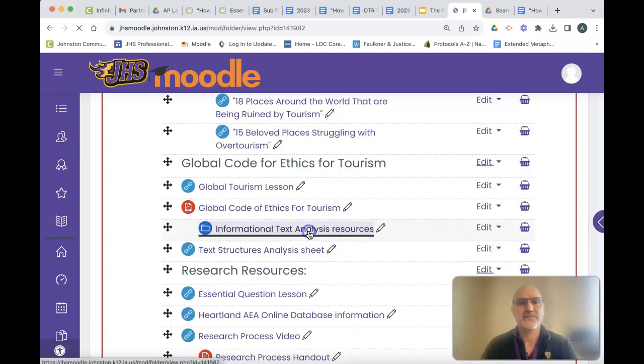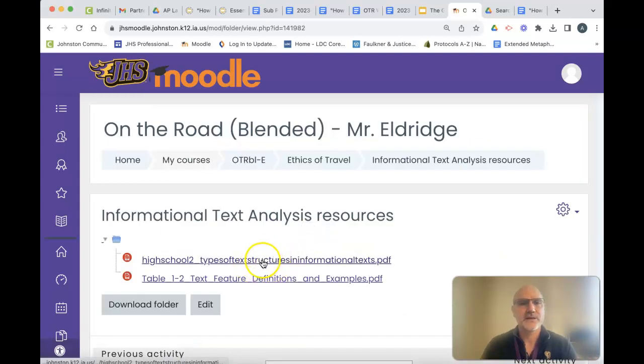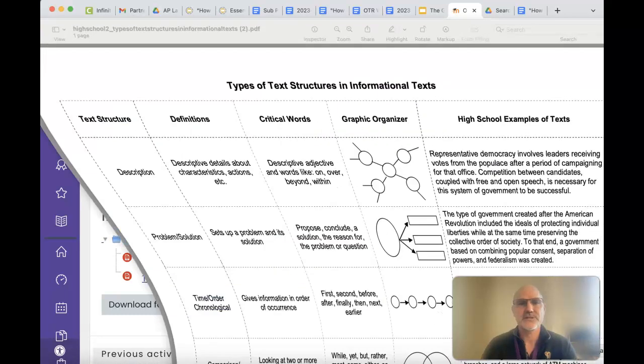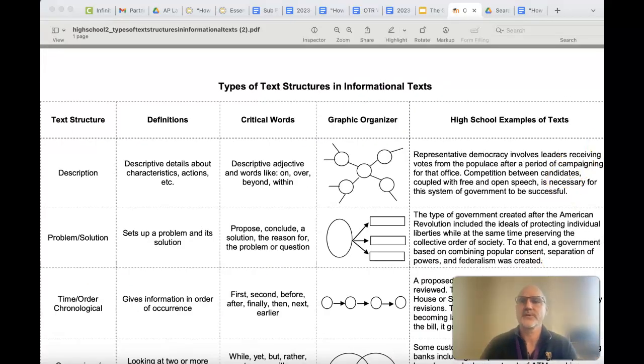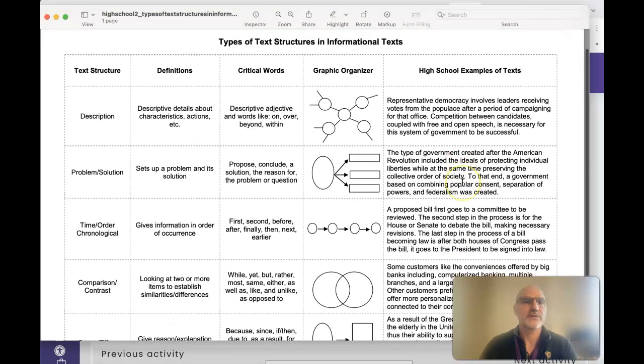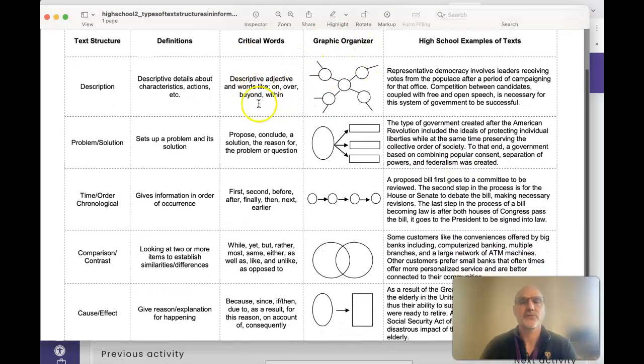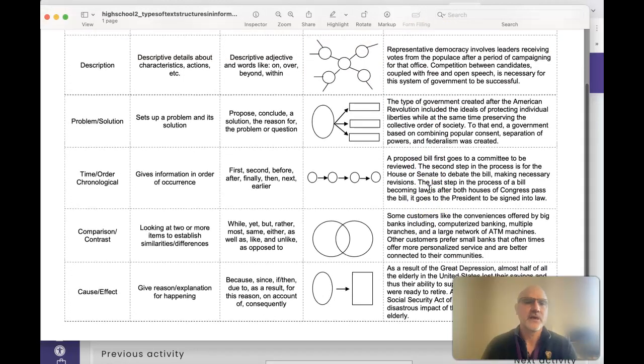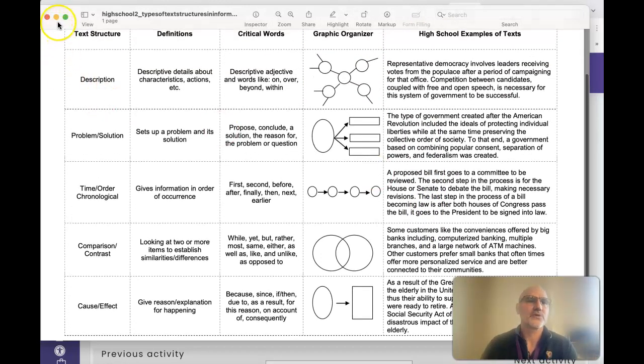This document here is the informational text analysis. It has the high school level structures and examples, and the text features examples. This is the structure example, and it's a little big for the camera right now, so I'm going to try to bring it down to you a little bit. What I like about this is it gives the definition, the critical words that you might see in that type of text, a graphic organizer to help you visualize it, and then a high school example of what that might look like. Essentially, that's a good resource for you as we start to do this reading informational analysis.